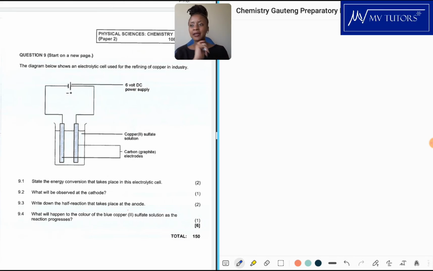Alright, question 9. The diagram below shows an electrolytic cell used for the refining of copper in industry. Guys, these are the applications of the electrolytic cell.